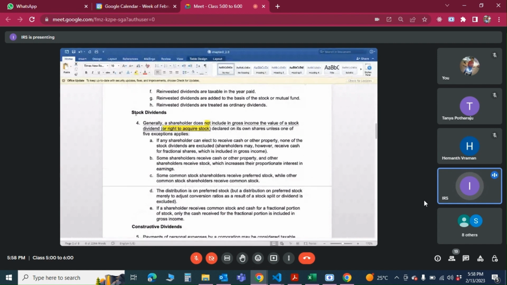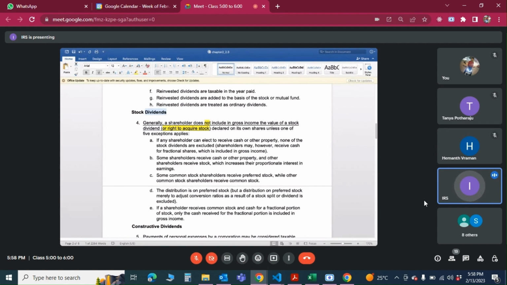Stock dividend. Now, there's something called stock dividends. Basically, it's the right given to acquire more stock. Instead of giving a cash dividend, the company is giving a right to acquire more stock. If that right is given, like the rights issue, I think we call it in India, there has to be some value to it.